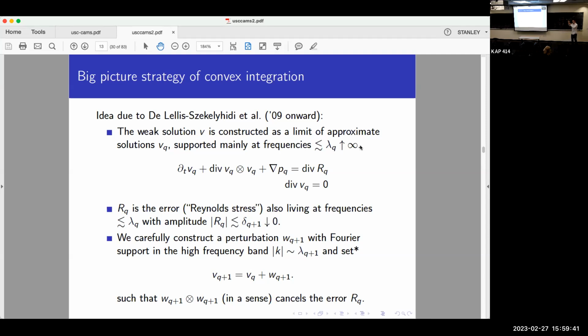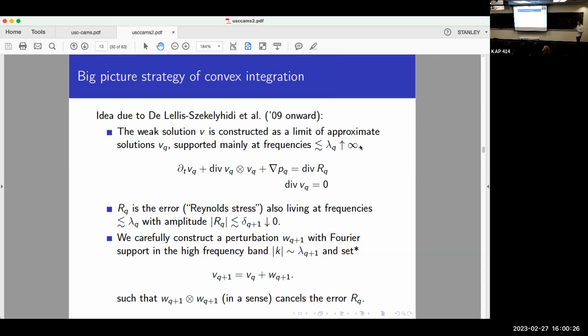So you're adding this lacunary sequence of perturbations, lacunary in frequency space. So this sequence of lambda_q's is increasing at some double exponential rate. And the main goal of this perturbation is to cancel out R_q. So the idea is to carefully design W_{q+1} to cancel out the error. And you can already see how that's going to happen, because if you imagine adding this high frequency perturbation to v, there's going to be a nonlinear interaction when the W interacts with itself inside of the divergence. And the goal is to get that to cancel with the error. So hopefully that's just the basic philosophy.